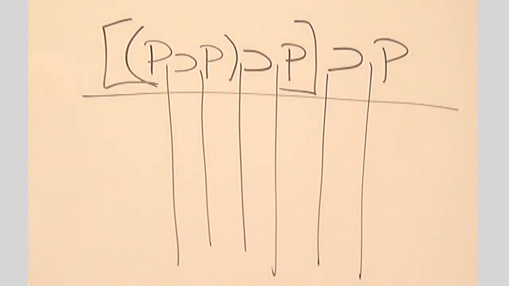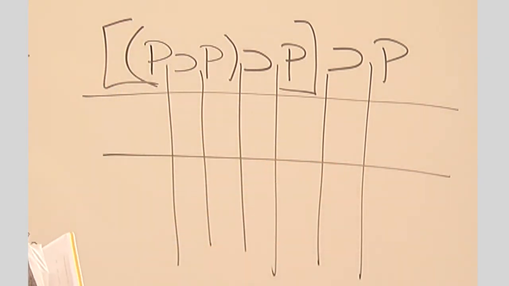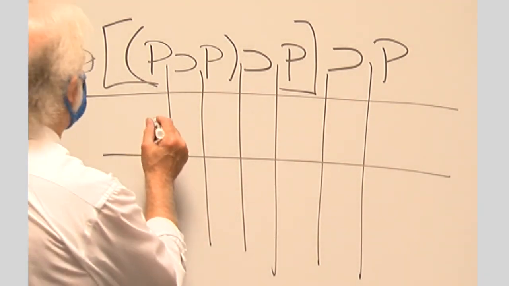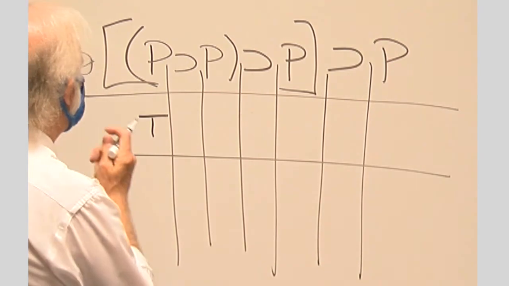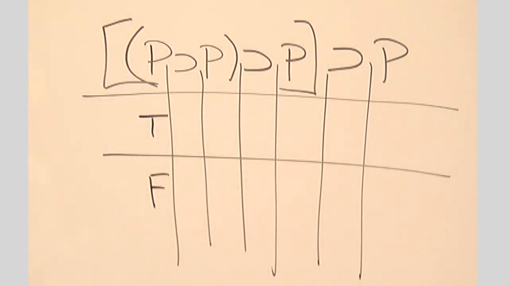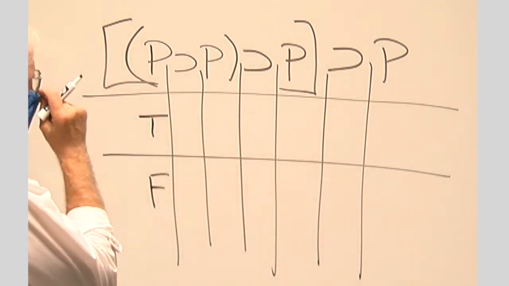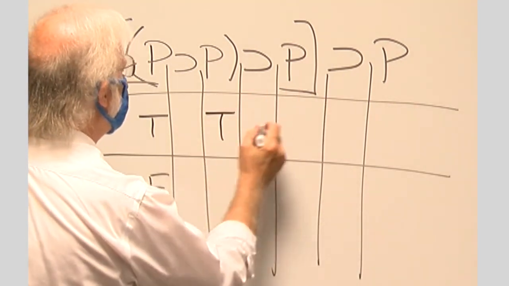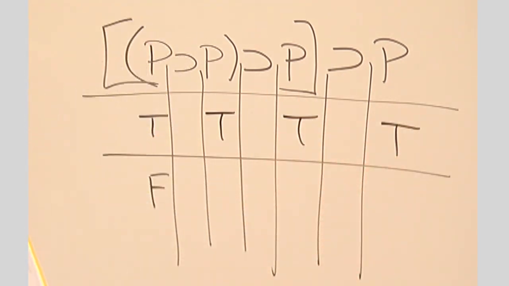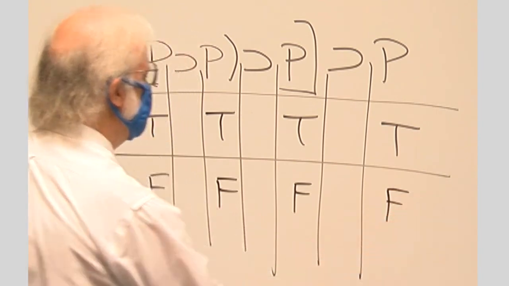Well, they're going to always have to have the same value going across the row. And we don't know what value it has. So on the first row, we're going to make P true, and on the second row, we'll make P false. And then we'll proceed with that all the way across. So all 4 times under the P, it's going to be true on that first row. And on the second row, the P is going to be false all 4 times.